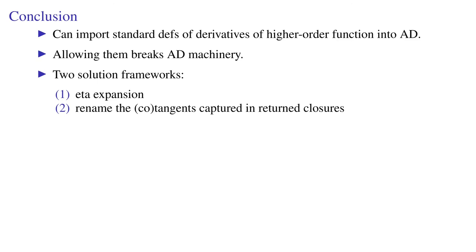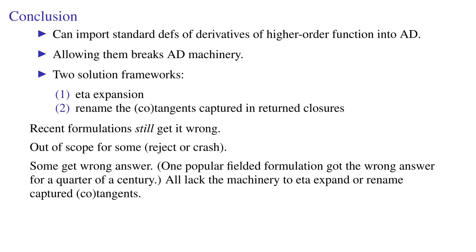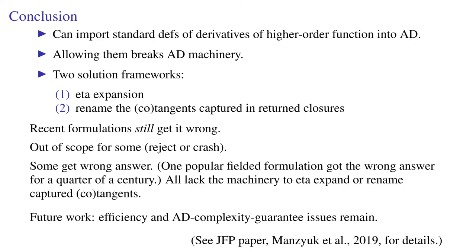Recent formulations of automatic differentiation still often get this wrong. For some it's out of scope, others get the wrong answer. The two solutions that I proposed solve the correctness issue, but they do have some issues with complexity. So we would like to work on this some more to get the efficiency right, both constant factor efficiency, and these solutions, implemented naively at least, would seem to break some of the complexity guarantees that we'd like to make in automatic differentiation.